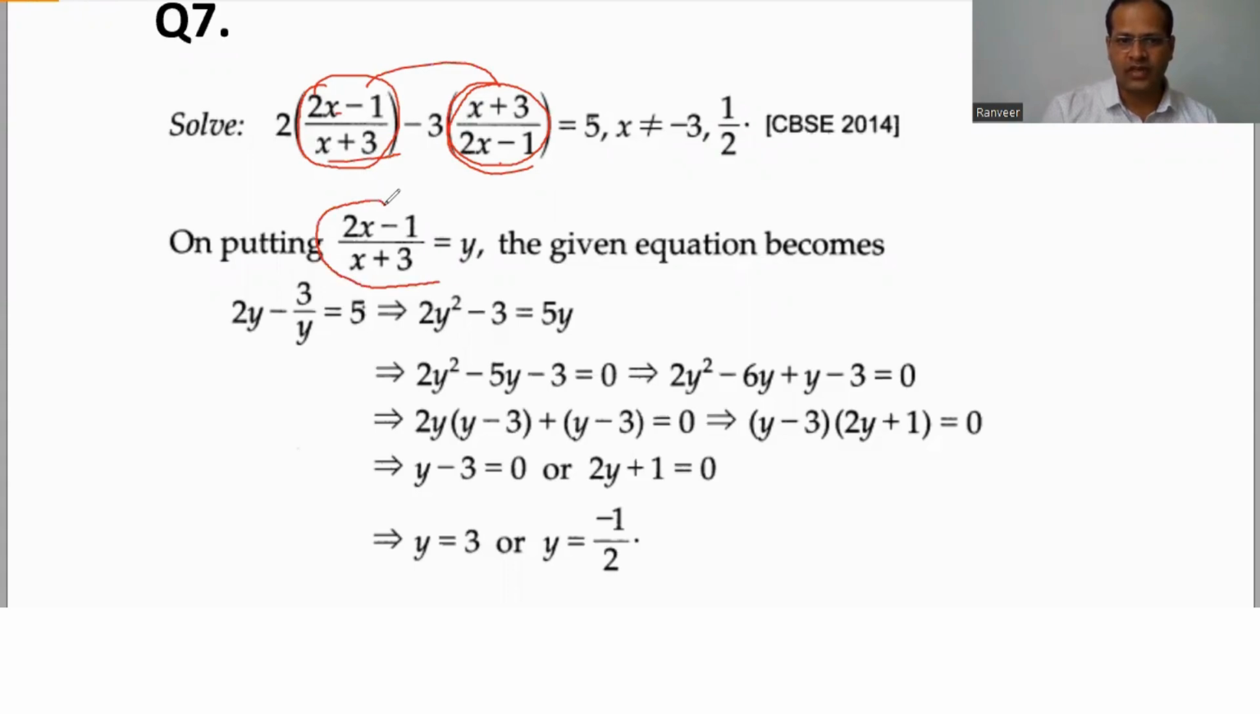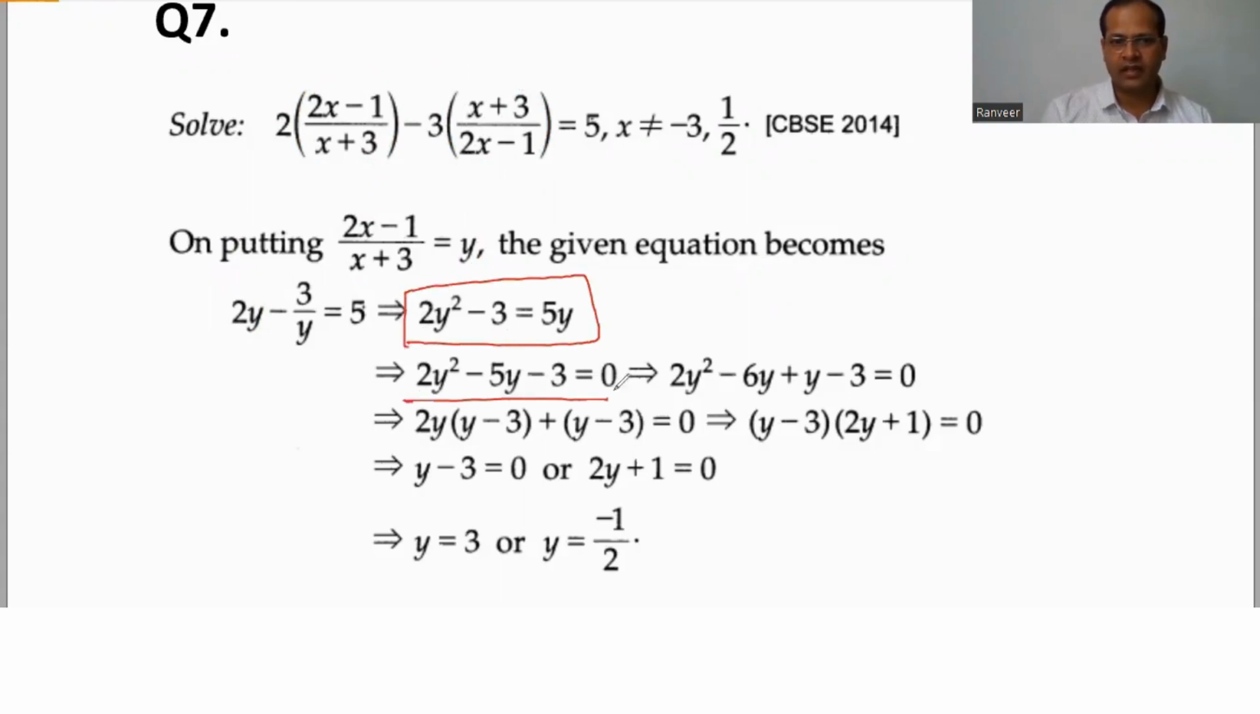So take one value as y. If this is y, then definitely the other is 1 by y. So we can write 2y plus 3 by y equal to 5. So this is the value, 2y square minus 5y, and after that just do the same process and you get the result.